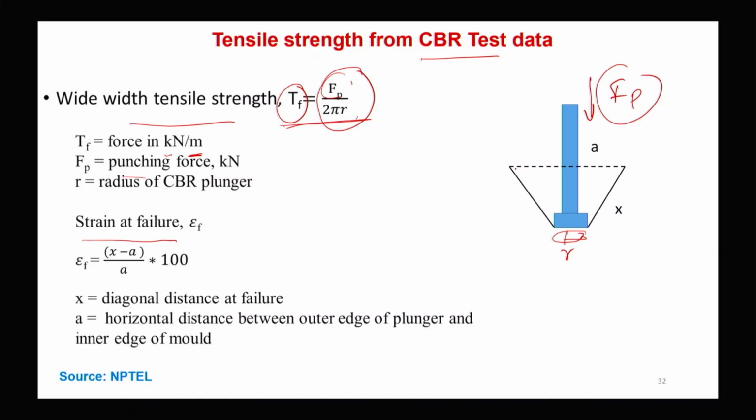And strain at failure, what is the strain? Initially, in the plunger, this is the fabric specimen. Then when the plunger goes downward and the fabric gets stretched, A was the initial dimension, and after that it has become X. So X minus A by A is the strain at failure.